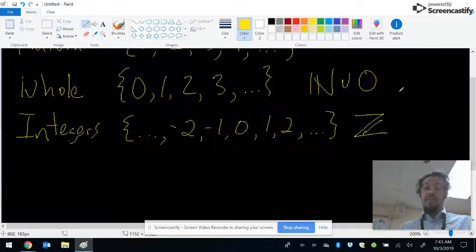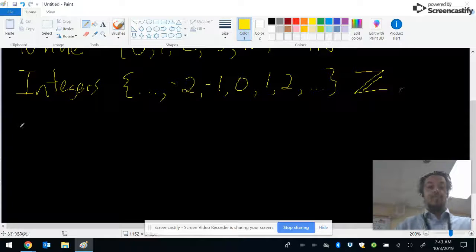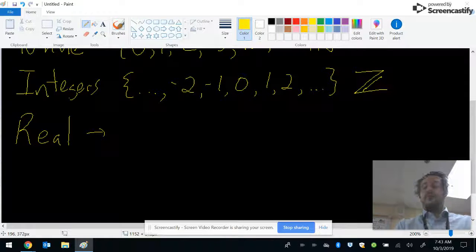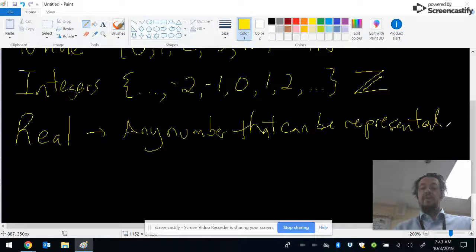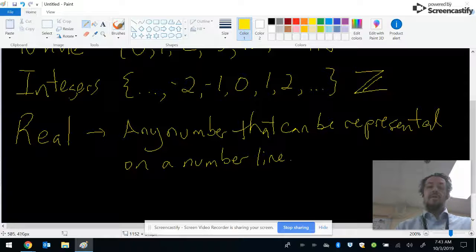Let's see. After integers, we have the real numbers. I'm going to have to describe the real numbers. The real numbers are essentially any number that can be represented on a number line. Any number that can be represented on a number line.